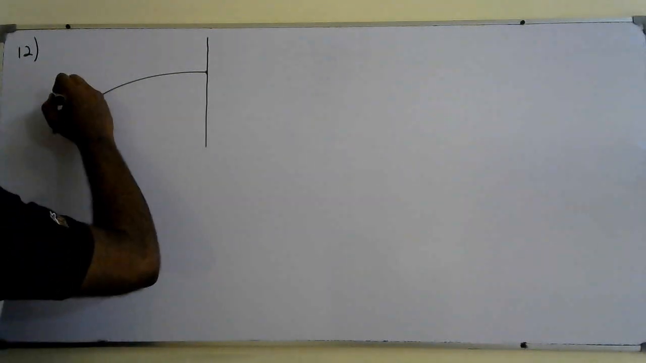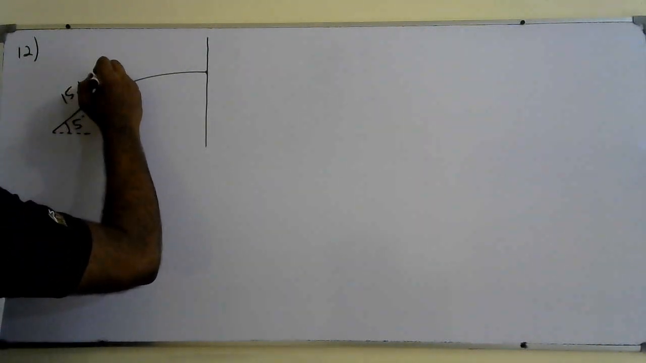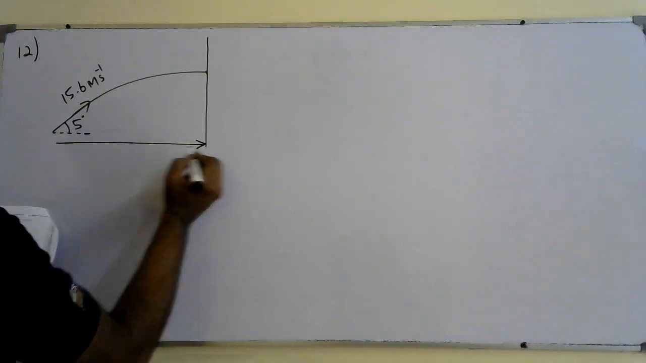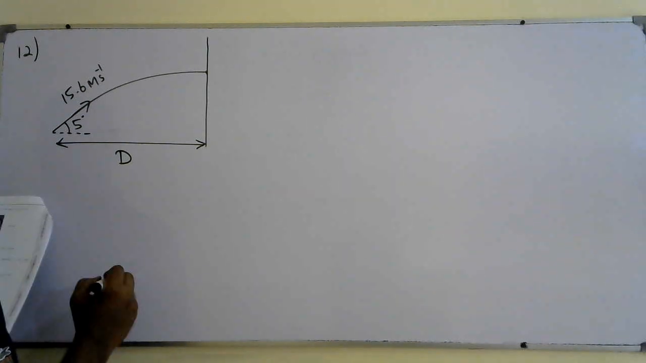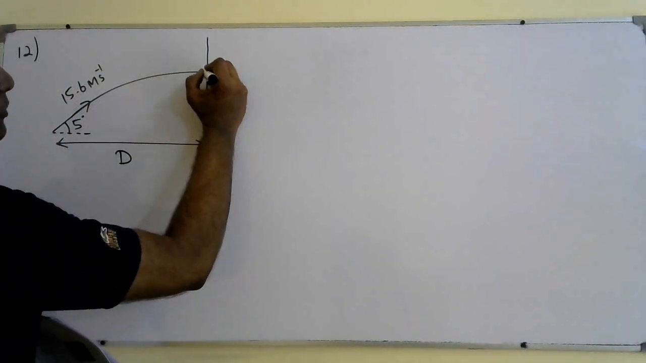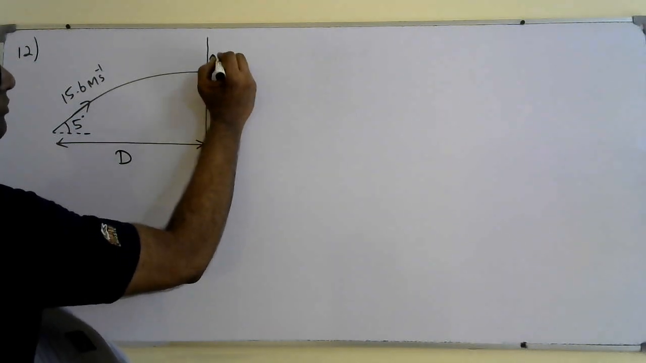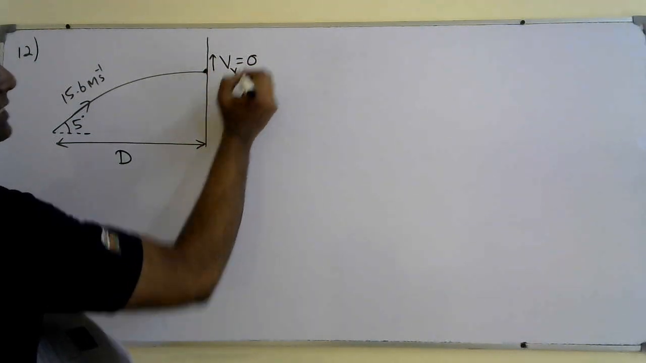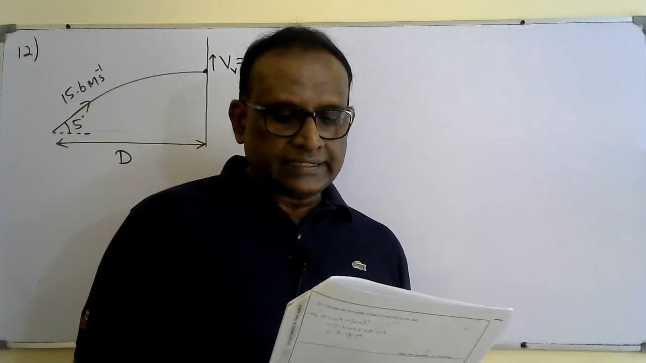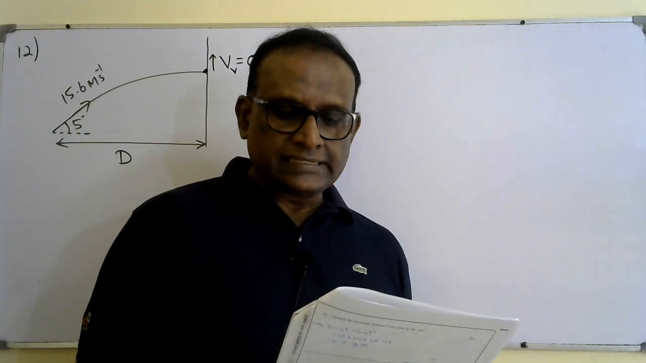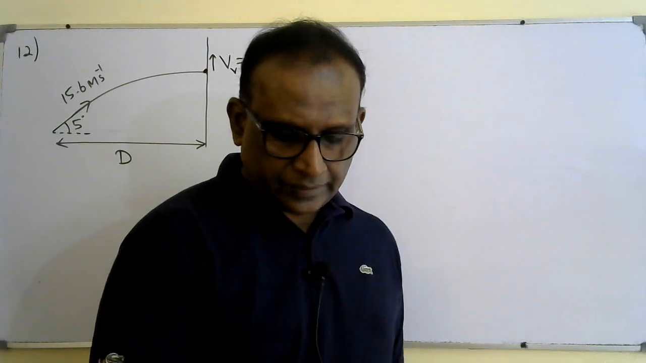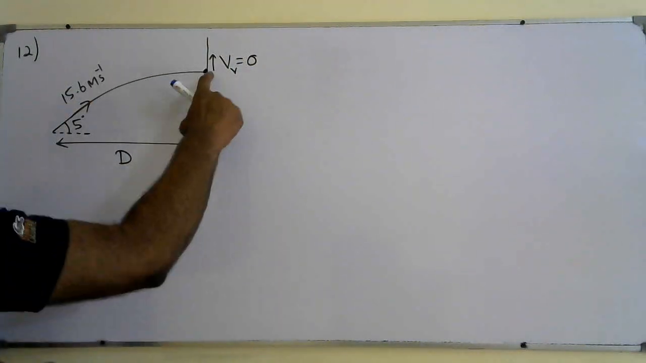So the initial speed is given as 15.6 meter per second. So this distance is D. So the question is, here the vertical velocity is 0. At this point, the vertical component of velocity is 0. They are telling it. Okay, air resistance is negligible. Show that the time taken for the dart to reach the dartboard is about 0.14 seconds. So what's the time taken by the dart to reach this point from here?